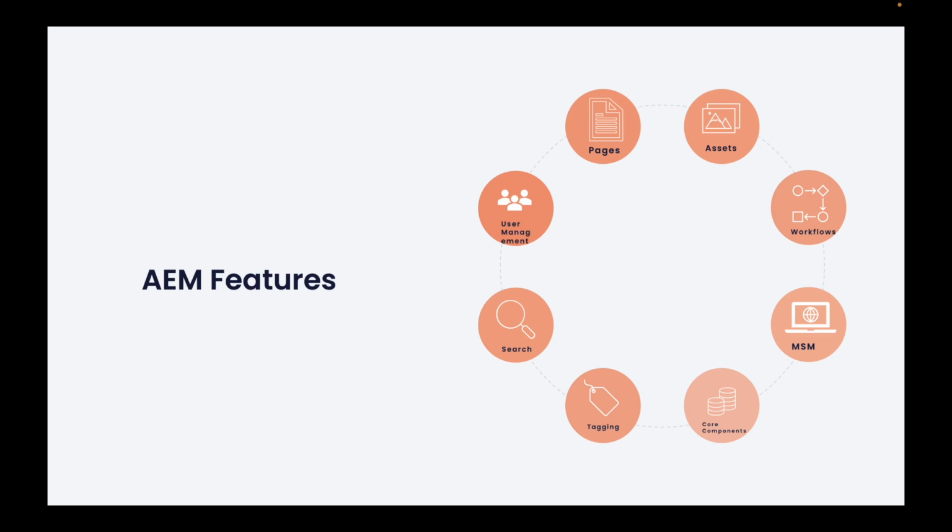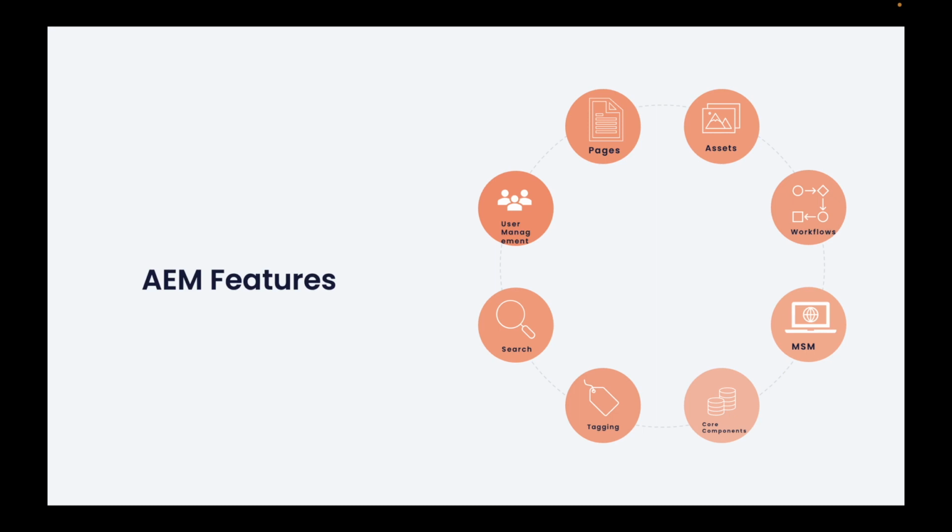And we have multi-site management, which is called MSM, where you can create different locale data, such as, if you have different languages within the same country, like Canada has English and French, right? So you can create different locales as well and publish these sites in different regions.